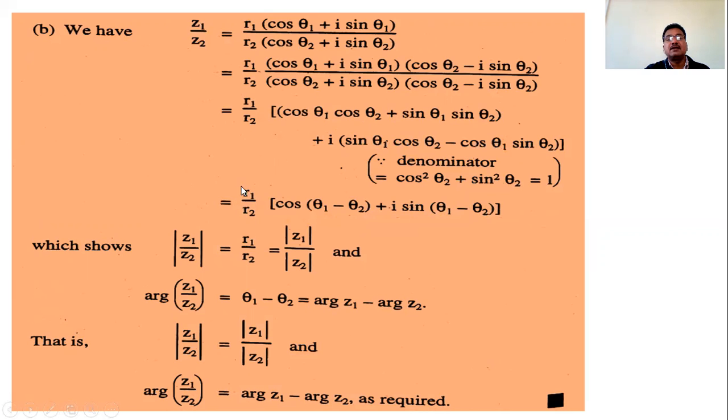And what does this indicate? That R1 by R2 is the modulus of this number. That is, modulus of Z1 by Z2 is what? R1 by R2. And what is R1? R1 is modulus of Z1, R2 is modulus of Z2. And theta 1 minus theta 2 is the argument of Z1 by Z2. Argument of Z1 by Z2 is what? Theta 1 minus theta 2, that is argument of Z1 minus argument of Z2, where theta 1 is argument of Z1 and theta 2 is argument of Z2. And that is, we have mod Z1 by Z2 is mod Z1 divided by mod Z2, and argument of Z1 by Z2 is argument of Z1 minus argument of Z2. So this is an important theorem.